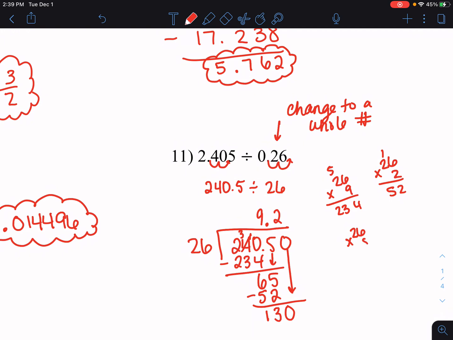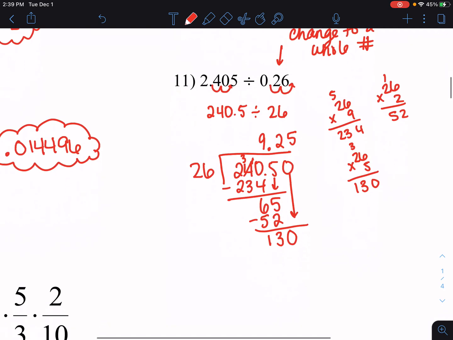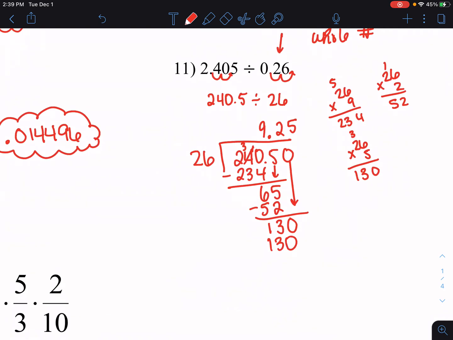Let's do 26 times 5. 30, carry the 3. 5 times 2. Oh, perfect. I was just guessing. So it's going to be 0.25. And I get my 0 at the end, my happy smiley 0. So my answer is 9.25. Again, you can see my work over here. Okay, so I'm expecting you guys to show that same thinking on your paper.